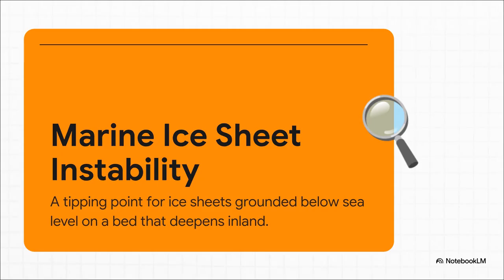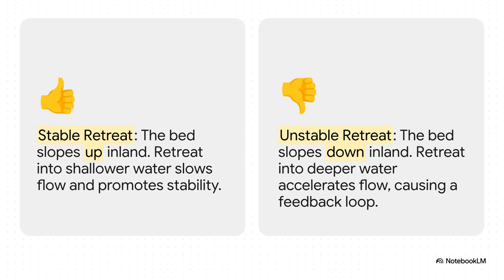One of the scariest and most important things the ice has taught us about is the idea of tipping points, and a huge one is something called marine ice sheet instability. Now, this is a major concern for huge ice sheets, like the one in West Antarctica, because they're sitting on land that's actually below sea level. Okay, so what really matters here is the shape of the ground underneath the ice.